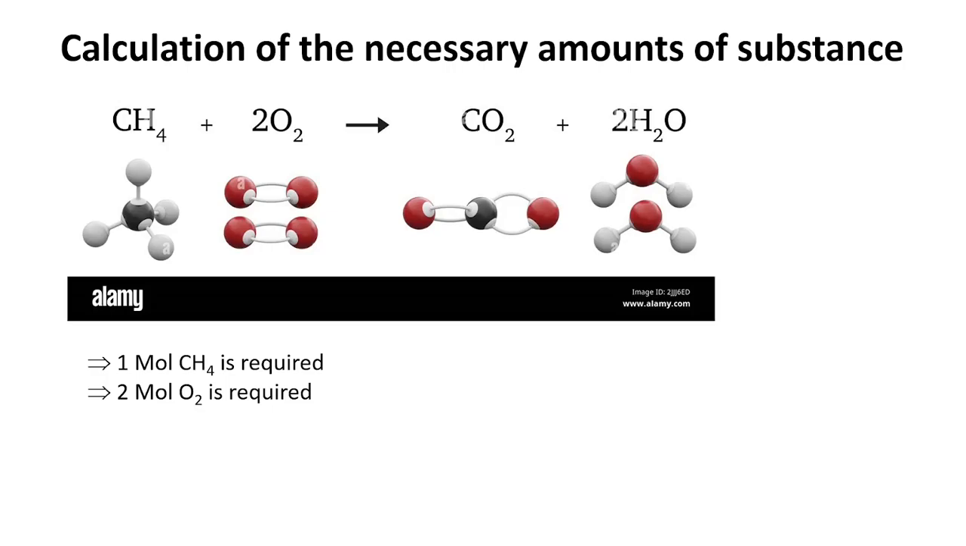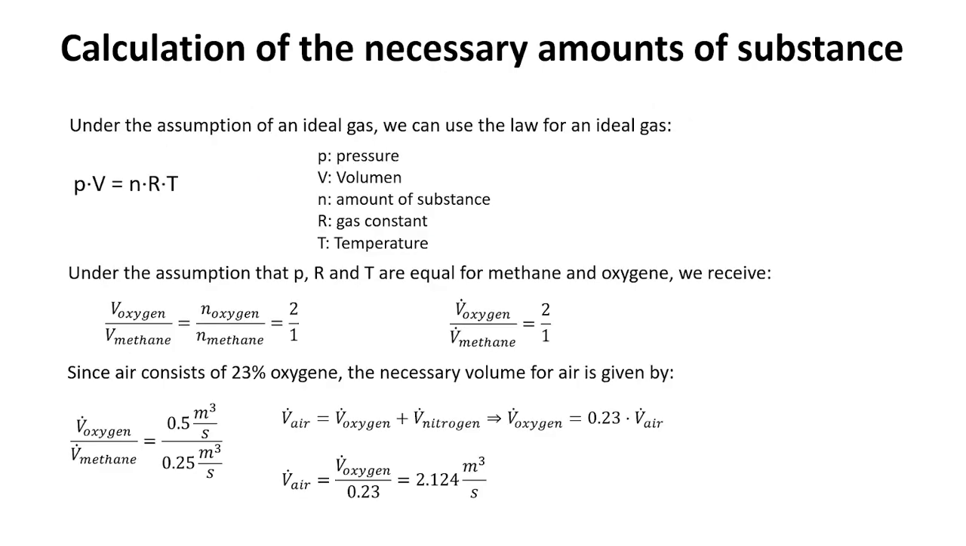So first we have to look at how much substance is needed. We will simulate a reaction between methane and oxygen, and the result will be CO2 and water. This means that for the reaction we need 1 mole of methane and 2 moles of oxygen. So now we have to calculate this into volume.